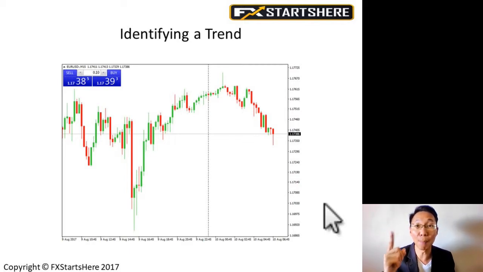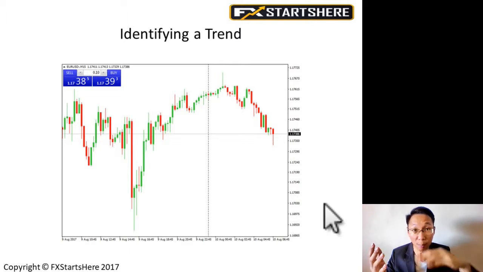If you see an uptrend, trade an uptrend strategy. If you see a downtrend, trade a downtrend strategy. If you don't see any trend, that means the price is ranging, then you trade your range strategy, a range technique. As easy as that.